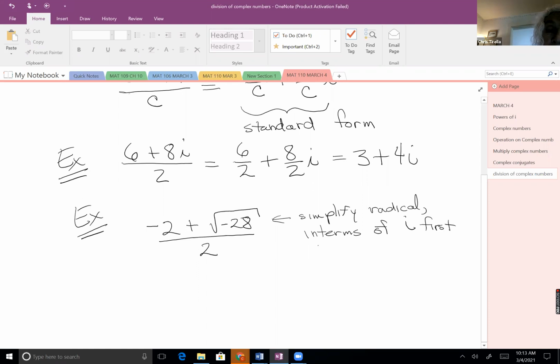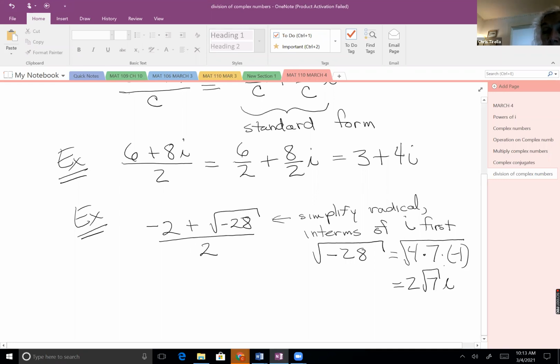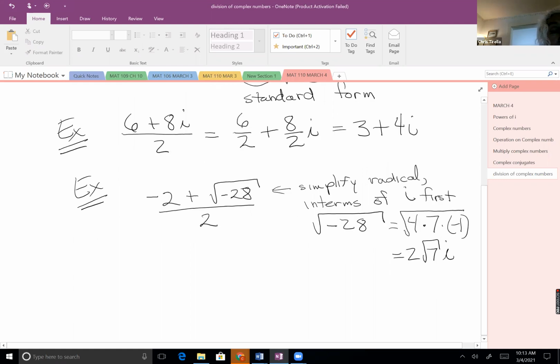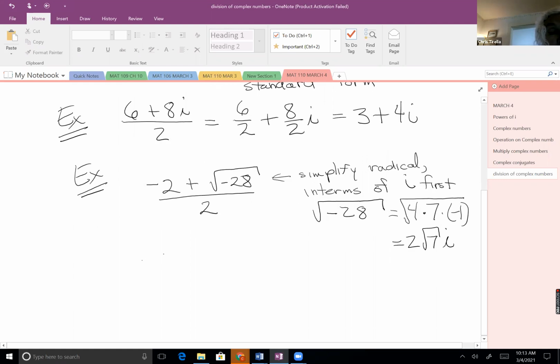So when we have that square root of negative 28, can everybody see 28 as 4 times 7? 4 is a perfect square, 7 is prime. And then I also have that factor of negative 1. So that would give me 2 times the square root of 7 times i. So I've got negative 2 plus 2 times the square root of 7 times i.